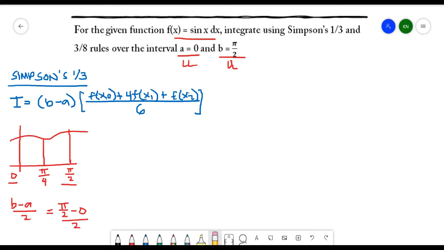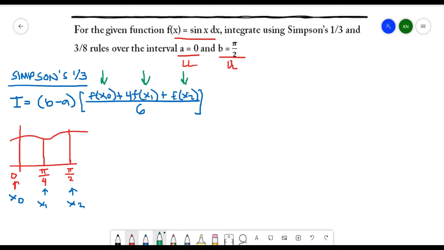So meaning to say, these values here are what we need to solve for Simpson's one-third rule. This one here is our x sub 0, this one is our x sub 1, and the last limit or interval is our x sub 2. Now we need to find the values of our f of x sub 0, f of x sub 1, and f of x sub 2.